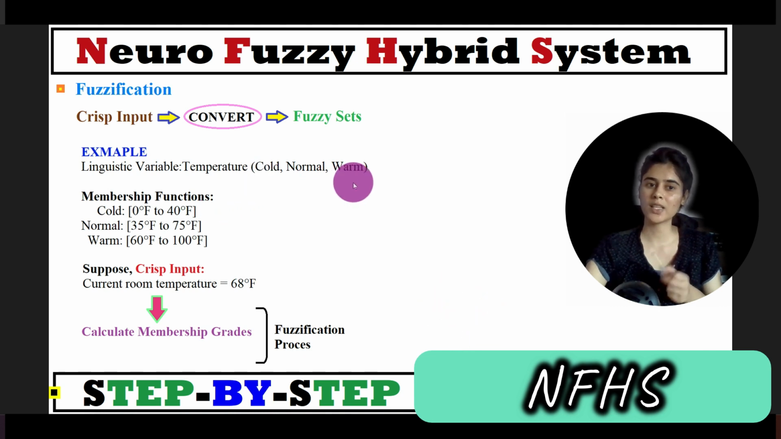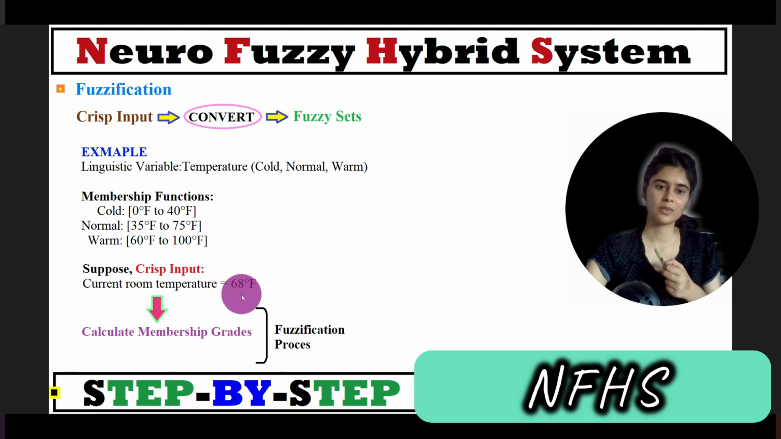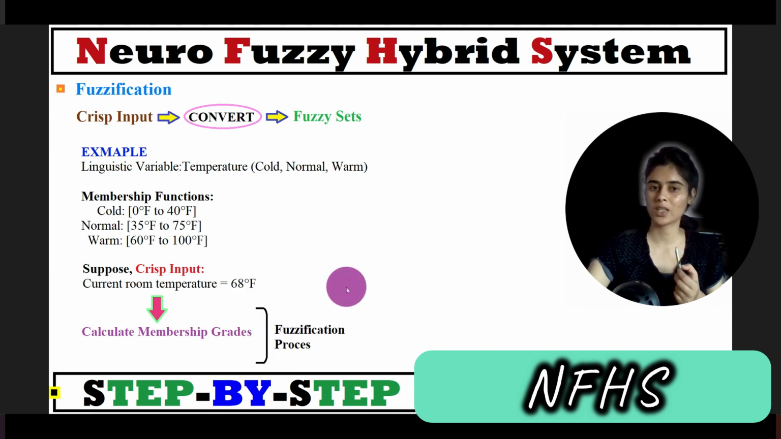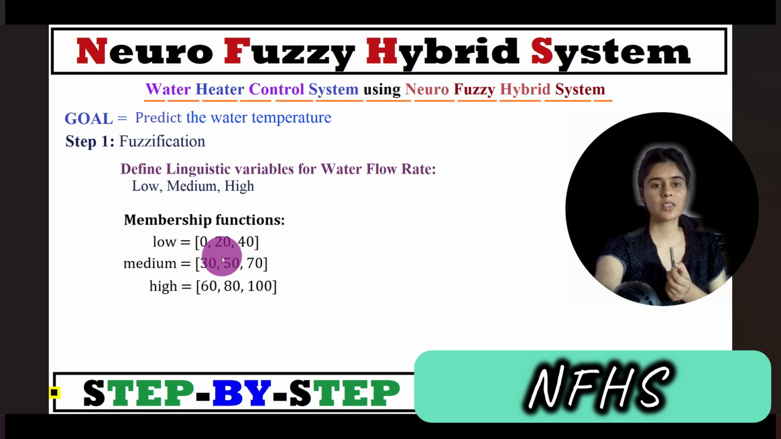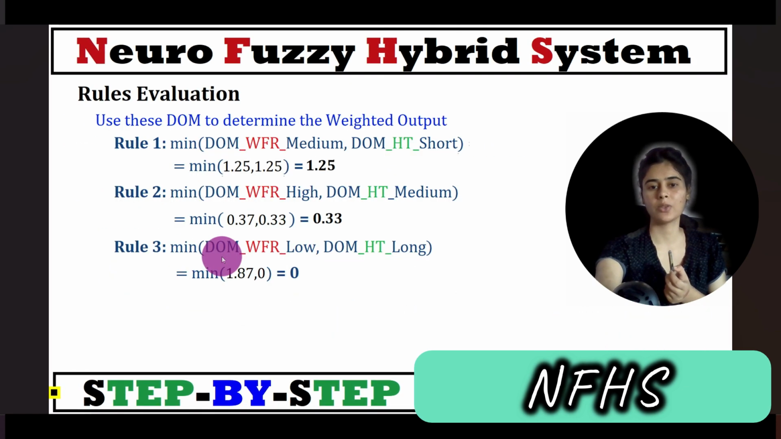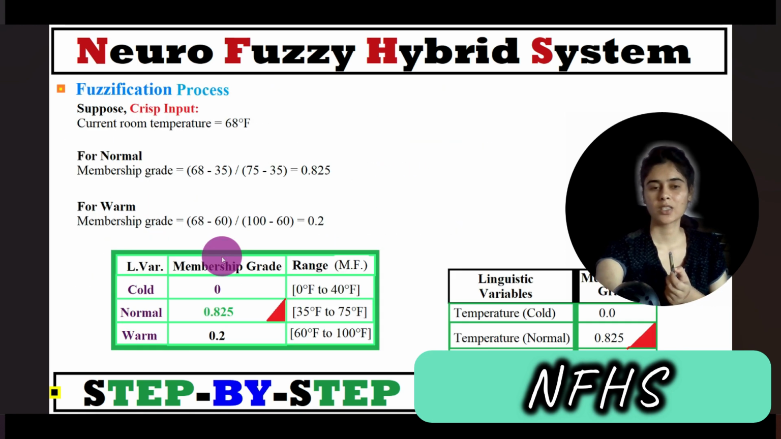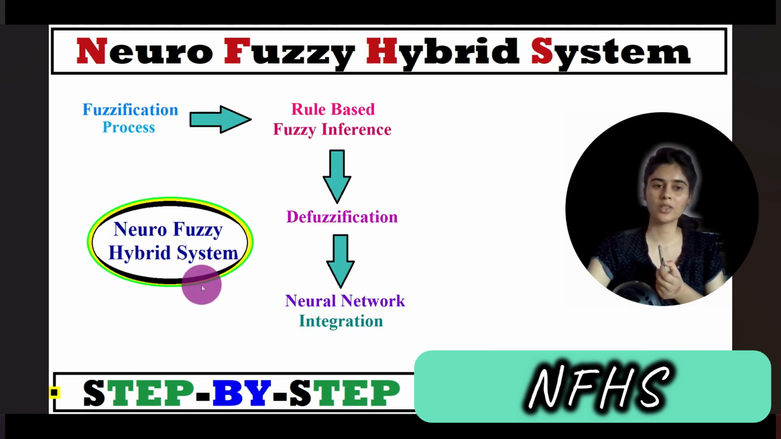Now you can see for each value we have a membership function. For cold, from 0 to 40, for normal temperature 35 to 75, for warm it is 60 to 100. Now suppose we have the crisp input, it means we have the input value for the room temperature, it is 68. After that we will calculate the membership grades. So here the fuzzification process started. Now we will understand the working of Neuro Fuzzy Hybrid System using a numerical example. So here we have 4 different components for Neuro Fuzzy Hybrid System.